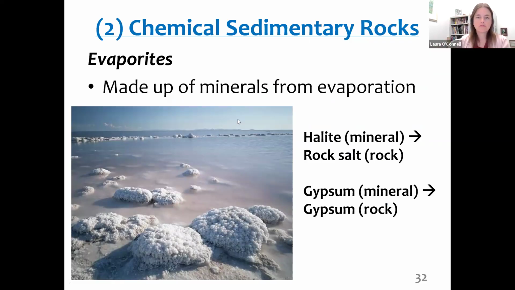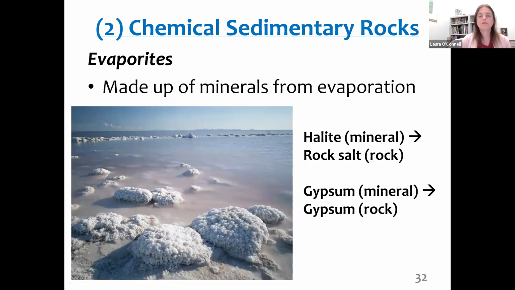So here's an example from a very salty lake. And you can see these strange rocks are covered with these white crystals. So the white crystals are made of halite, which is rock salt, or gypsum, which can make a rock. So these are two minerals that can form evaporites.